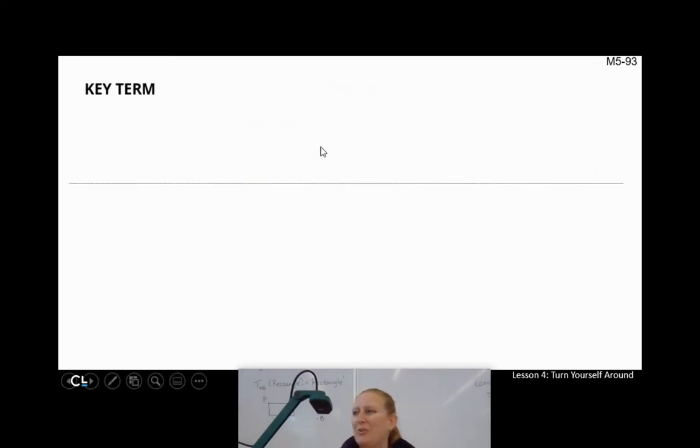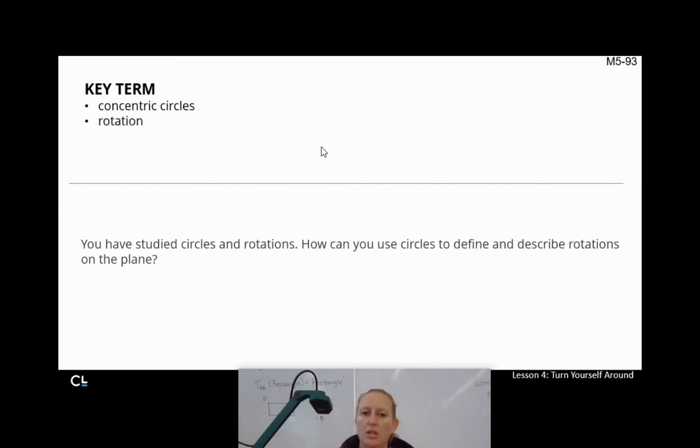So our key terms for today and the next lesson: we're going to be talking briefly about concentric circles and, of course, rotation as well. So you've studied circles and rotations before, right? Circles are not new. You've seen them and used them before. You've studied rotations before, this idea of turning your figure around a point. So we can actually use circles to help us define and describe rotations on the plane.